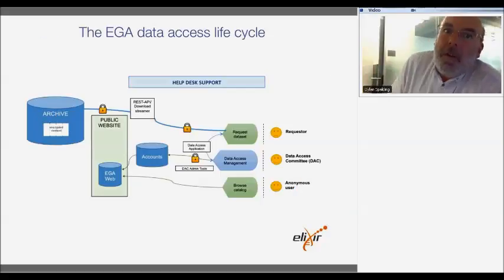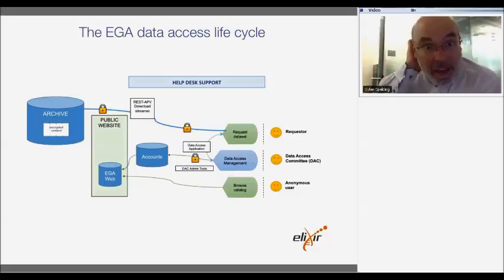So here's an example of the life cycle for data within the EGA. At the bottom, we have the anonymous user who comes in and browses the EGA website. If they find something interesting through Beacon or just by keyword search, they become what we call a requester. They apply for data access by the Data Access Committee, who then creates an account if they grant access. At that point, they can then download from the secure encrypted archive the data in encrypted form.